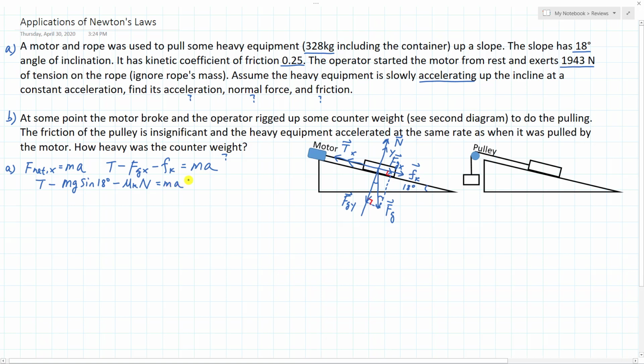Okay. Since we don't know the normal force, we can't really solve it yet. We can try to eliminate some of the factors, such as mass here, but I don't think it's the right time to do it yet. So let's just leave it here, and we'll call it equation 1. Let's call it A1, part A, equation 1.